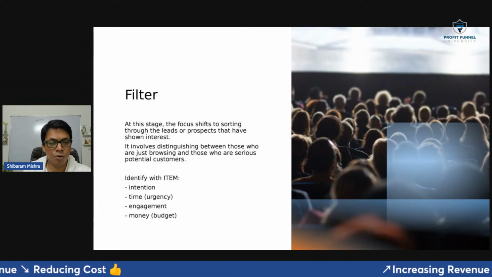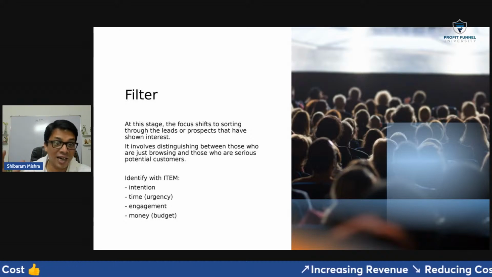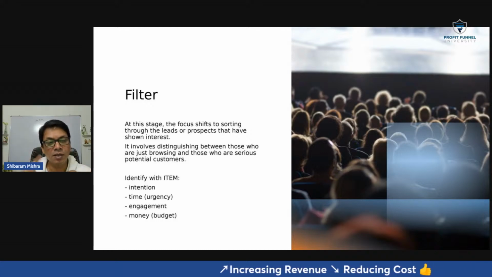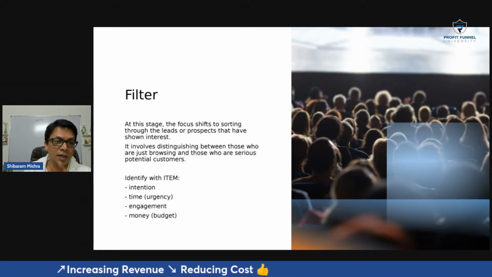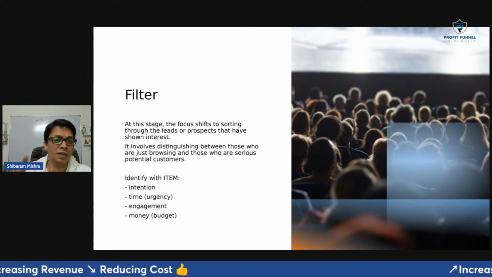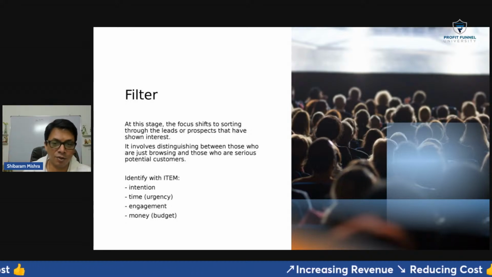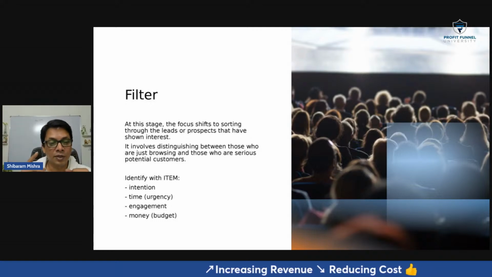For my use, I have created a model called the ITEM model. Okay, I stands for intention. They have the right intention. They want the product or service. Time factor, that is, they have the urgency. If somebody says, I am your target audience, but I will buy next year, you don't want that, right? So the second one is time.